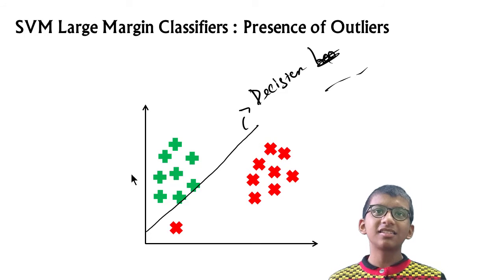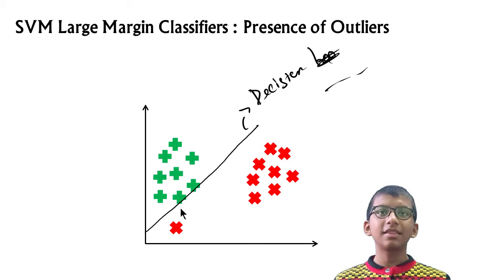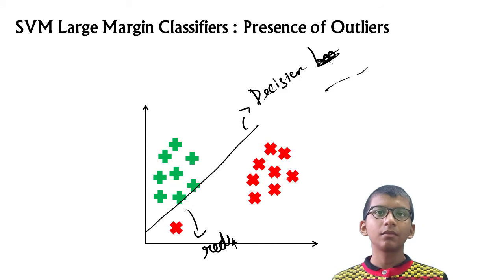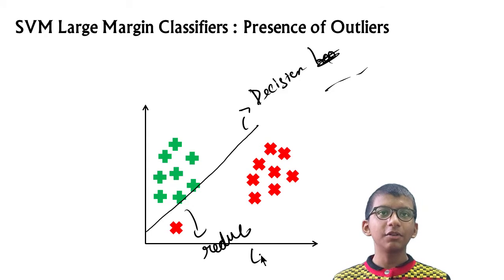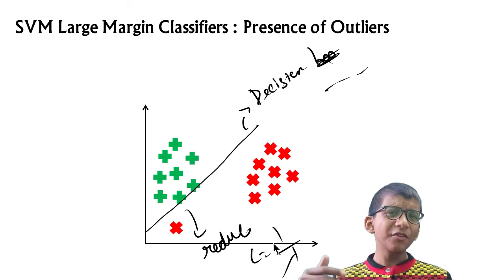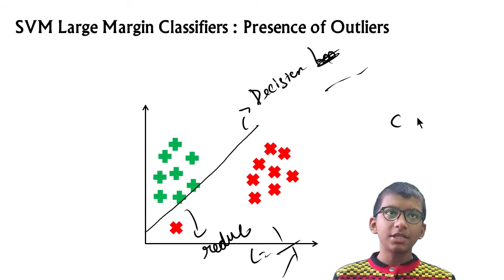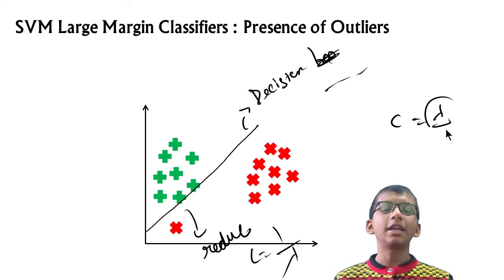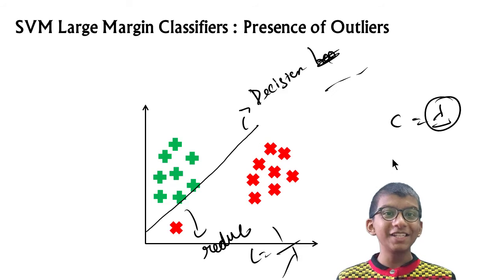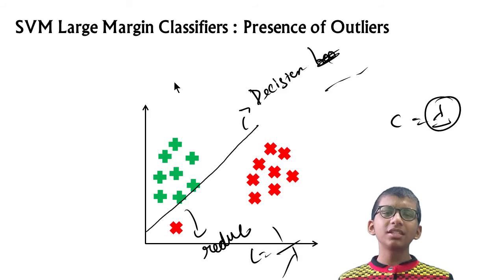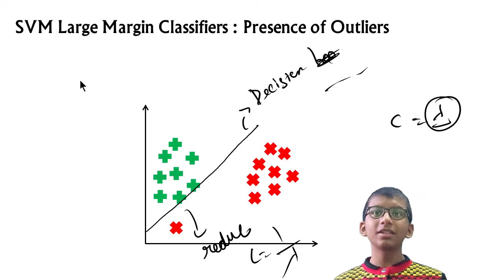And this is just the same thing. If we reduce our C, and C equals 1 upon lambda, you can just think of C as lambda. By increasing lambda, you fix that. By decreasing lambda, you fix that. And I think that is pretty much clear to you about the support vector margin classifier.